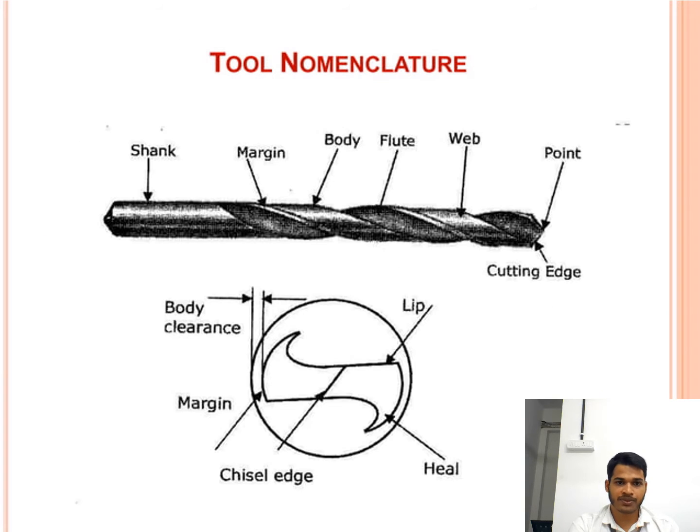Here are some parts of the drill tool. On the left hand side, this is the shank. It is a straight shank, and the shank is generally used to hold the drill bit. And this is the margin. Margin is the leading edge of the flute, and this is the land, which provides torsional strength. And this is the space, the fluid space, to remove the chips, and this is the cutting edge.